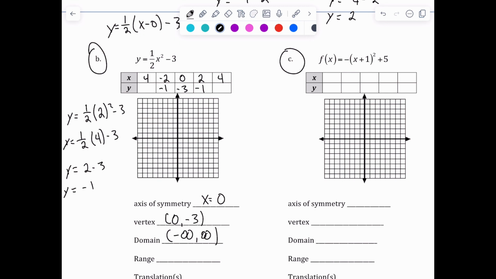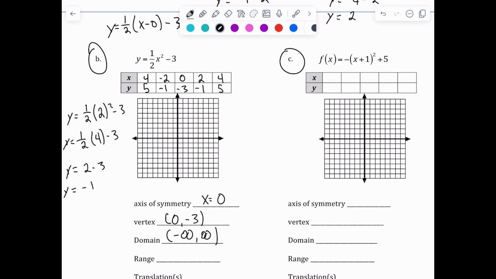All right, now the 4, you're gonna handle the same way. I'm gonna do it rather quickly to save a little time, but it's gonna be 1/2 times 4 squared minus 3. And it looks like our answer is 5 here. All right, so there you go. 16, 8 minus 3, that's 5. So now we just got to graph it.